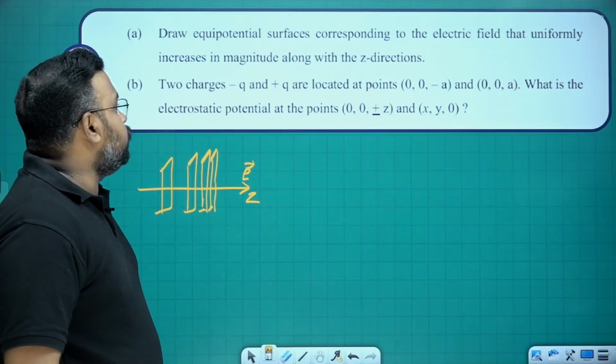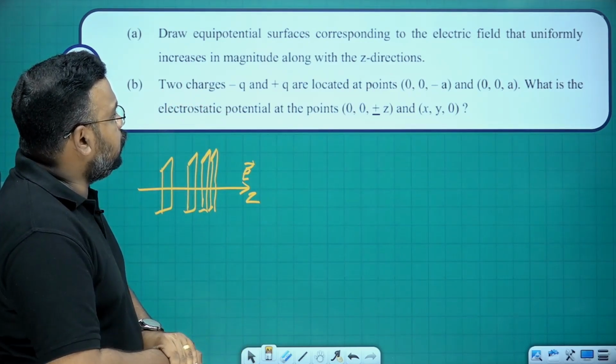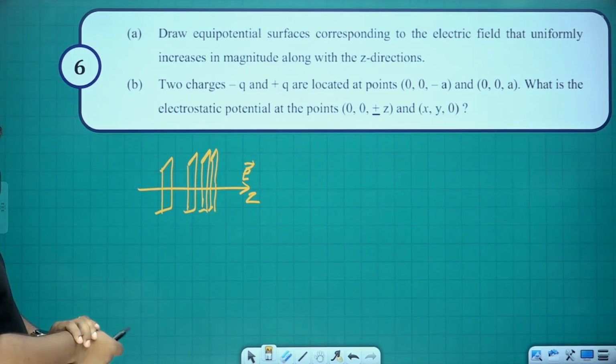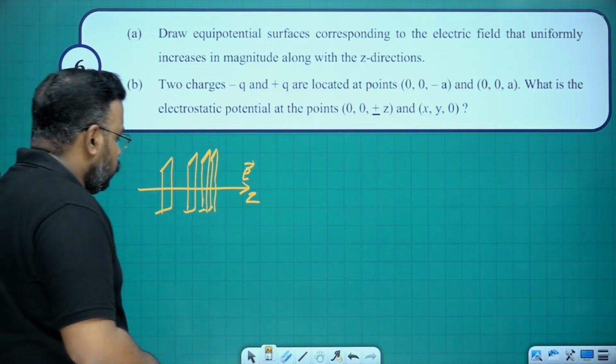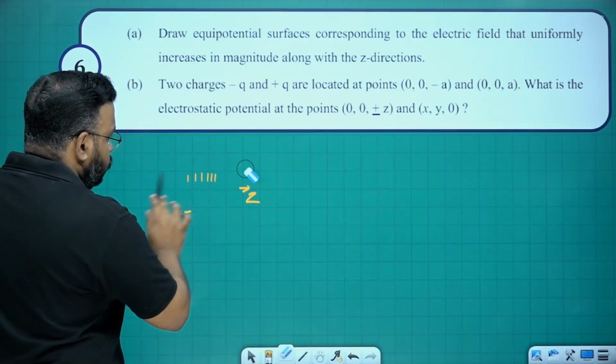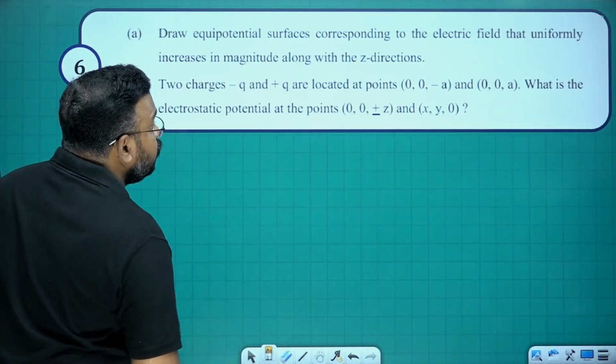Next question: two charges minus q and plus q are located at points (0, 0, minus a) and (0, 0, plus a). What is the electrostatic potential at the points (0, 0, plus or minus z) and (x, y, 0)? Okay, so I think this part is clear. I'm going to rub this out because I need space to show the other thing.